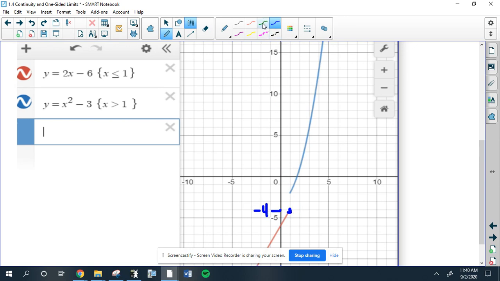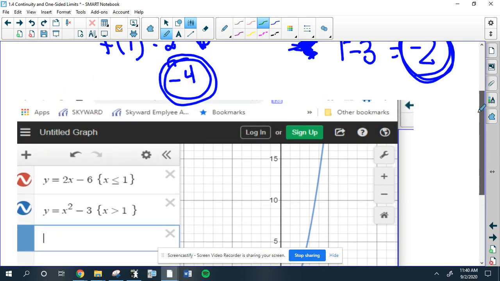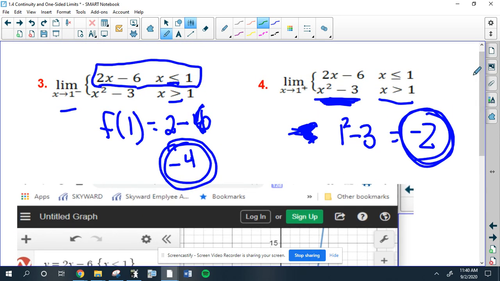In the same way, the second problem asked us to approach 1 from the right. So here we go. Approaching from the right, approaching from the right, stop, right here. You can clearly see that that limit is negative 2, which is thankfully what we got. Done.